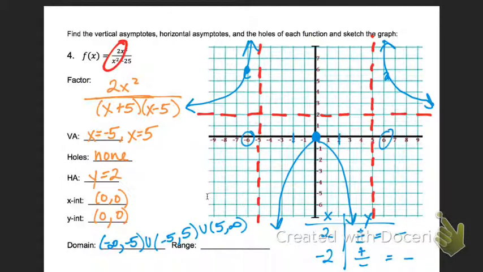Where'd you get the 5 from? The vertical asymptotes. So you only stop at vertical asymptotes and holes, but we don't have any holes here.